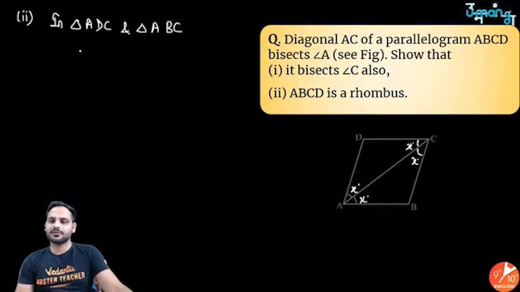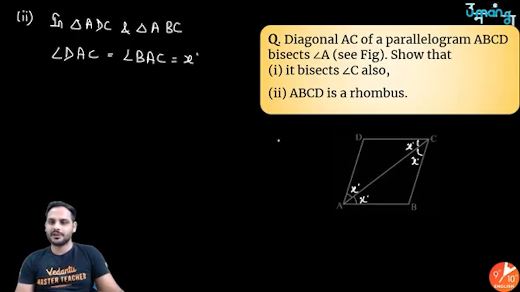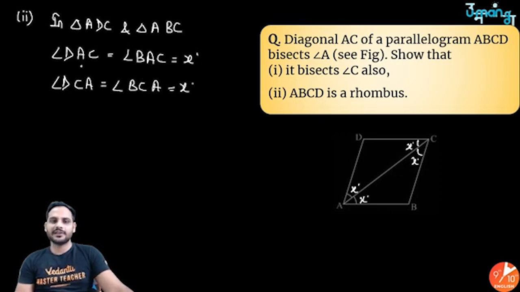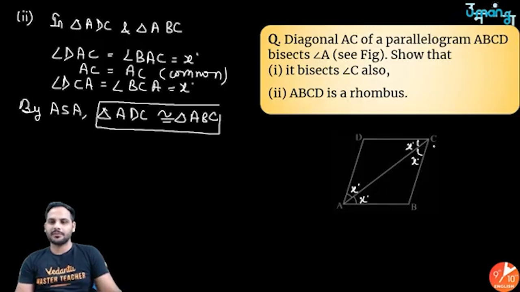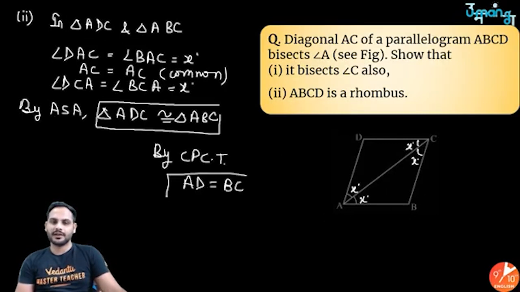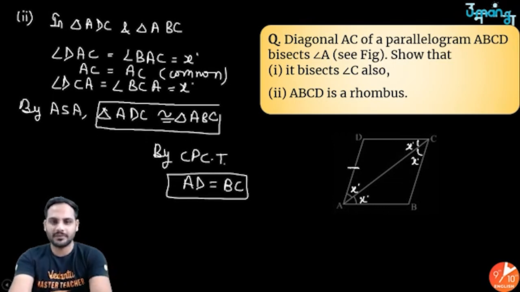So I can say here, sir, in these two triangles, one thing, angle DAC is equal to angle BAC, both are equal to x degrees. Then angle DCA is equal to angle BCA, both are equal to x degrees. And in between them, AC is equal to AC because it is the common side. So by angle side angle criteria, I can say triangle ADC is congruent to triangle ABC. And if it is true, by CPCT, I can say AD is equal to BC. अब एक बात बताओ, if AD is equal to AB, first two letters ना, AD is equal to AB.